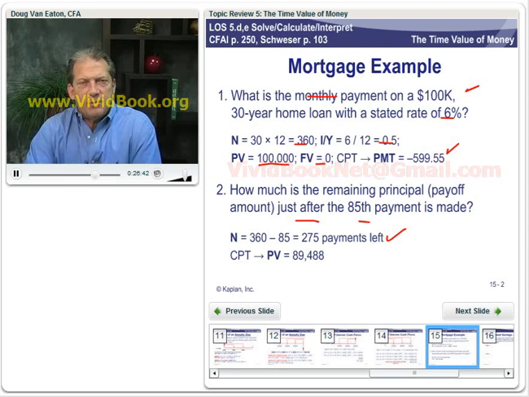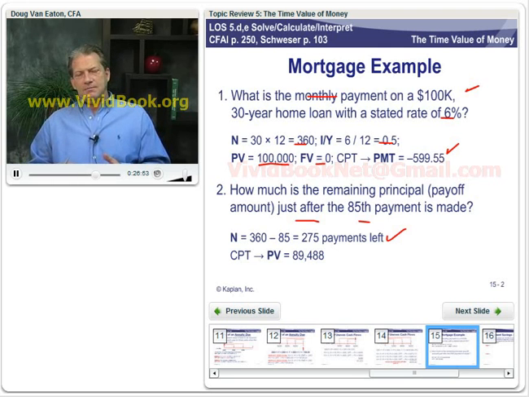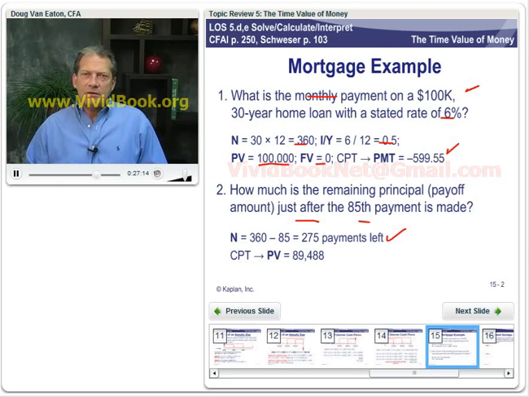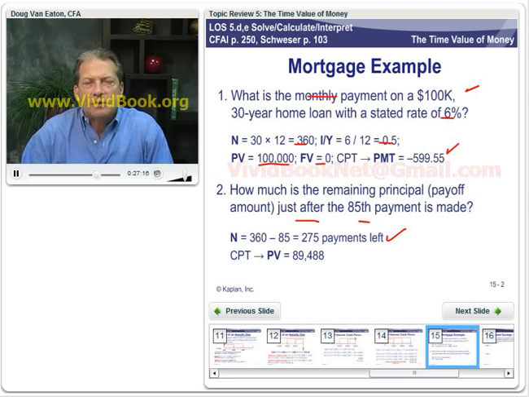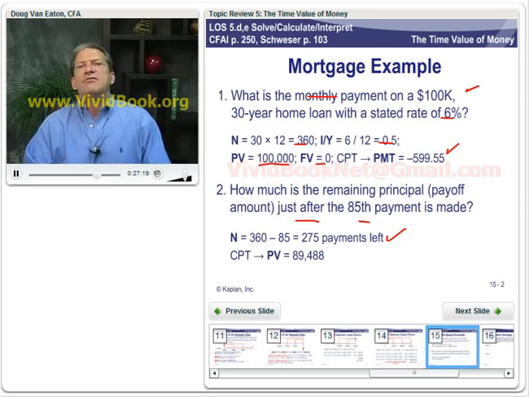And we're 1 month before that 86th payment. So all we have to do is change n and then compute the present value. So what we've done here is using that same interest rate, we've calculated the present value of the 275 payments that are left. As long as there's no prepayment penalties or anything, that would be your remaining principal and your payoff amount on the loan. So after 85 payments, how much principal have we paid down? Well, just over $10,000, right? $10,512. Paid it down to $89,488.